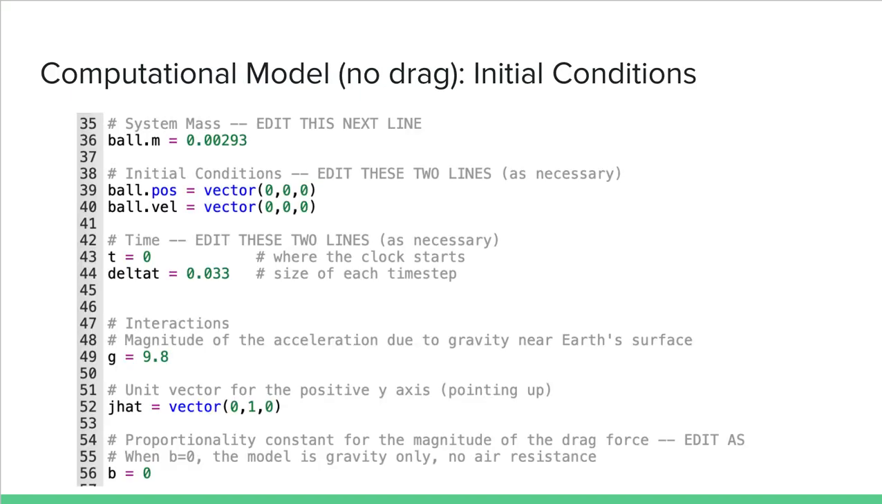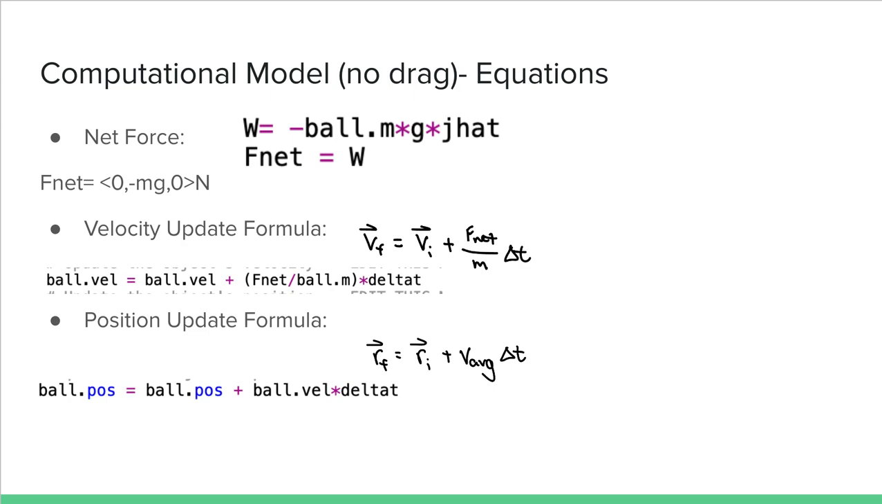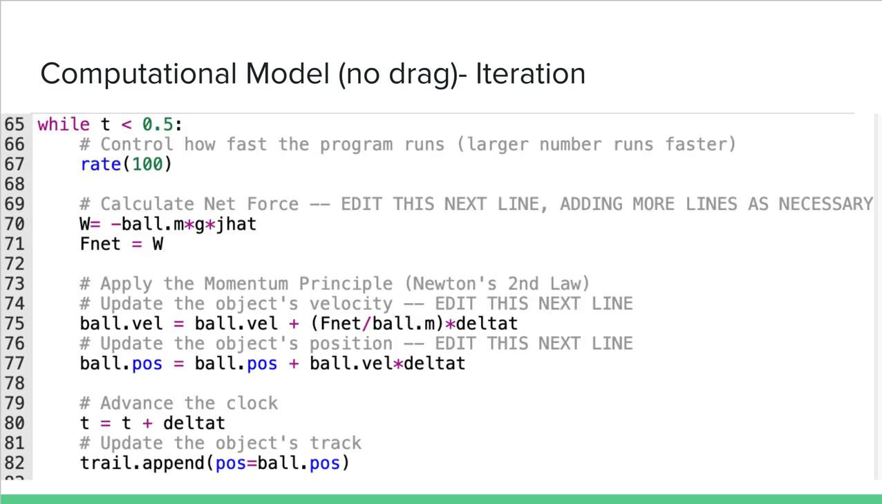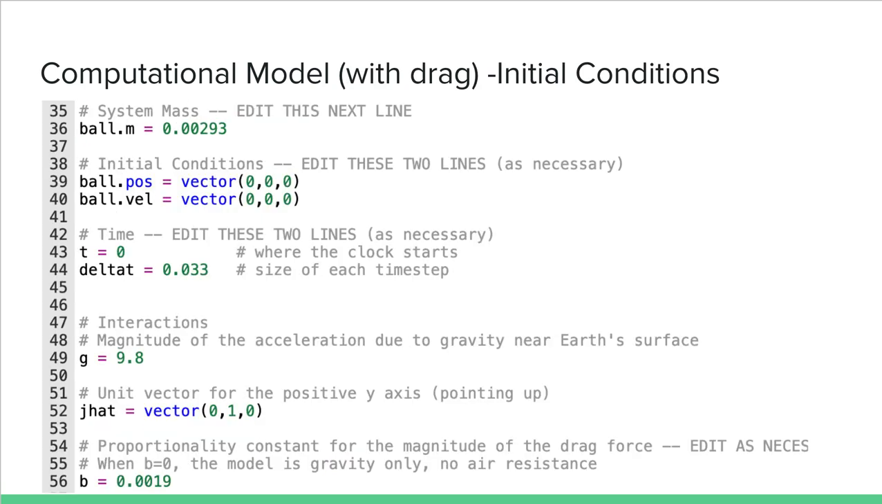This was the computational model without drag initial conditions in code. These were the equations to code, so the net force was equal to negative mg in the y direction, and the velocity update and position update formula. This was the computational model without drag for the iteration, so this is how the velocity was updated and the position was updated and the clock was advanced.